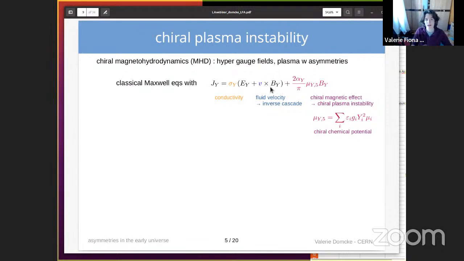You can imagine if I have a magnetic field and I have the velocity and just the Lorentz force, right? And that will give me a current. So this is basically what this term is telling you. And then finally, we have this last term, which is called the chiral magnetic effect.